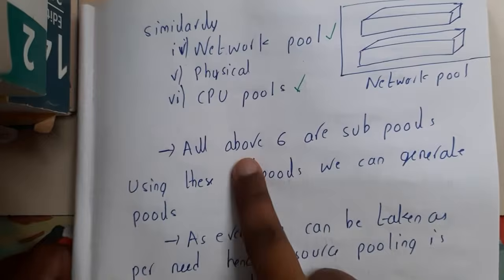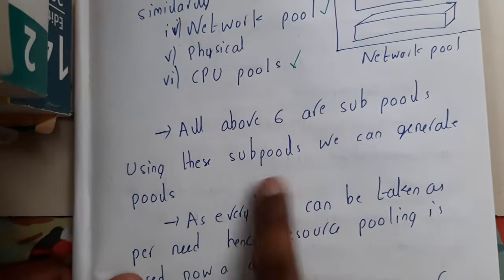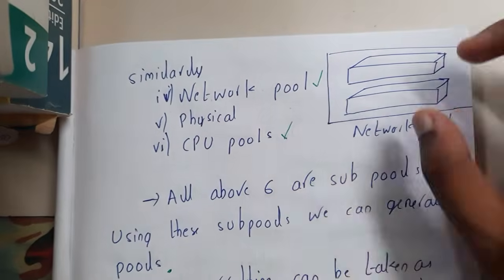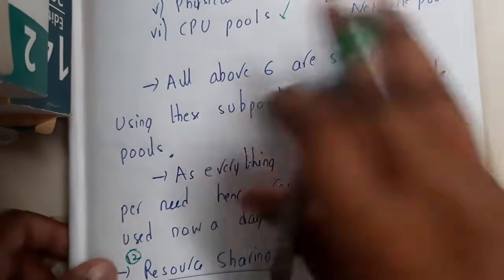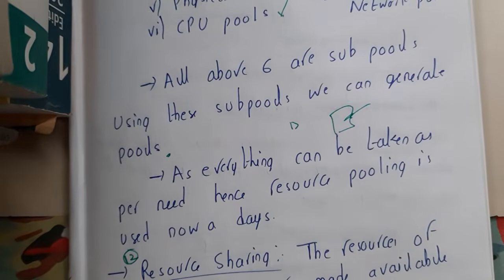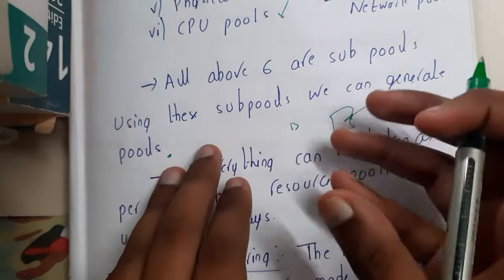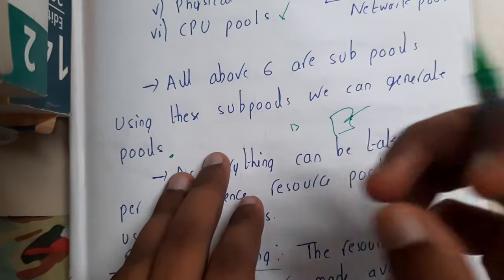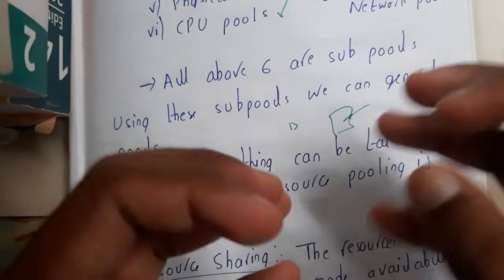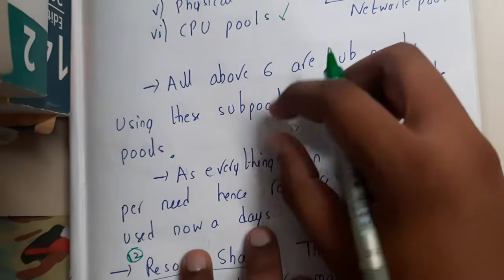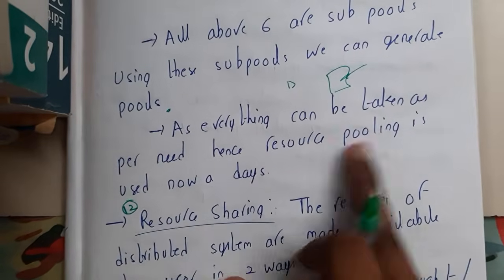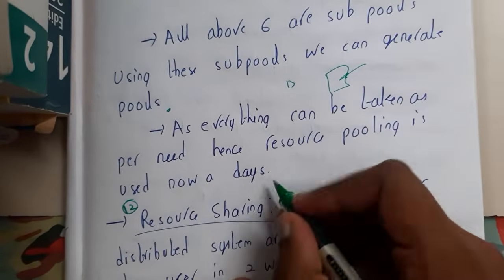So all the above six are sub pools. Using these pools we can generate a final system. Each and every one of them is a sub pool, guys. If you select one from each of them, that is the final system which you get. It is a selection of your RAM, hardware, what type of SSD you want, what type of HDD you want, what type of internet connection you want. These are the requirements which you have, and you select any one of them. That concept is pooling, right? As everything can be taken as per the needs, resource pooling is used nowadays.